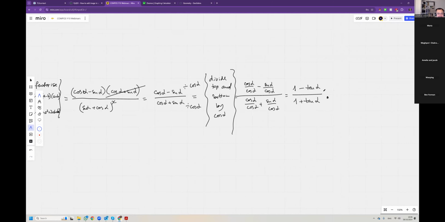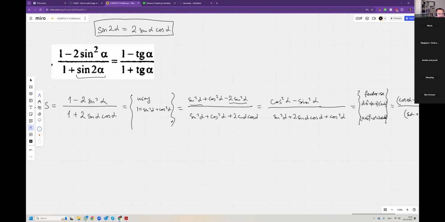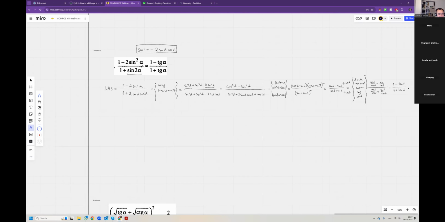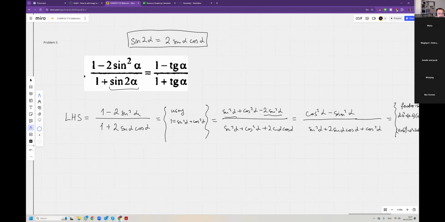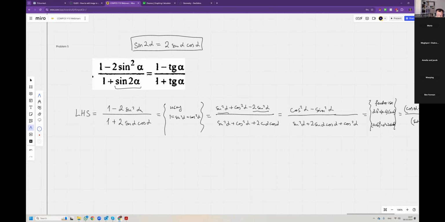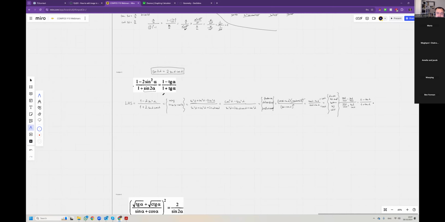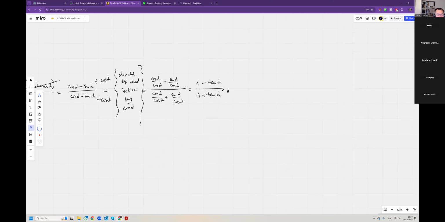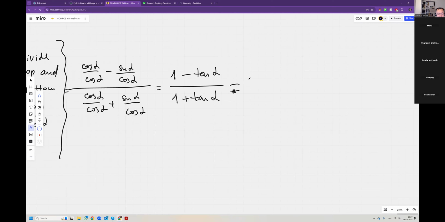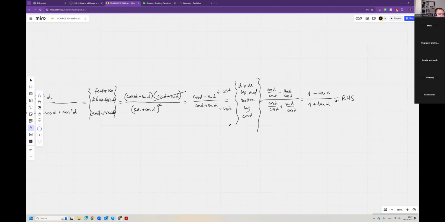Thank you. Yeah, we got the answer. 1 minus tan alpha over 1 plus tan alpha. Sorry for the weird notation, TG. But whenever you see TG, that also means tangent. So that is equal to the right-hand side.